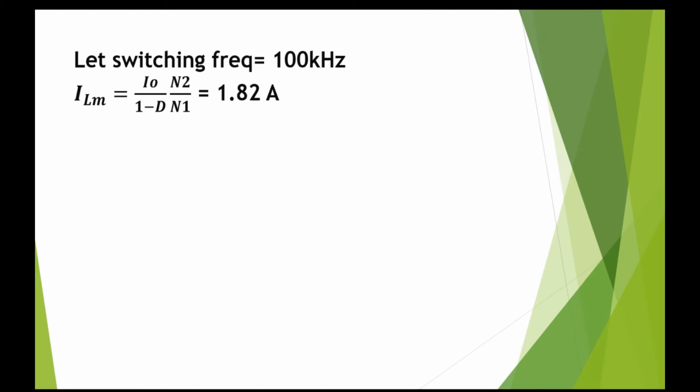Next, let us find the current that is passing through the magnetizing component LM. Why are we supposed to find this? Because we want to calculate the value of LM. And for this, I am supposing that the switching frequency is equal to 100 kilohertz. So now I will find the current that is passing through the magnetizing inductor LM, that is equal to I0 divided by 1 minus D times the turns ratio. The turns ratio I made 9, the duty ratio came out 0.505, and we are given that the output current should be 0.1.